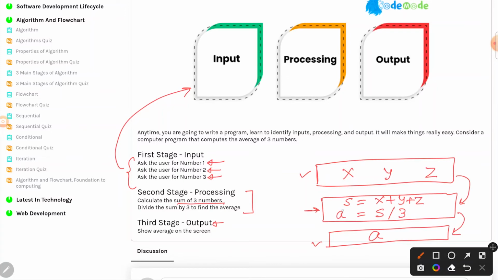So you will always find a data point that will become your output, and your goal is to find the value of this average a using the 3 input variables x, y, and z. By keeping this structure in mind, it's much easier to write any Python program or Java program. It's much easier to do the coding, much easier to solve a problem when you learn to clearly identify your input, processing, and output.